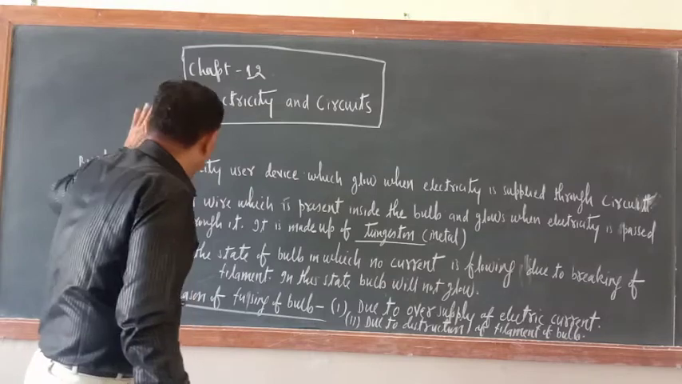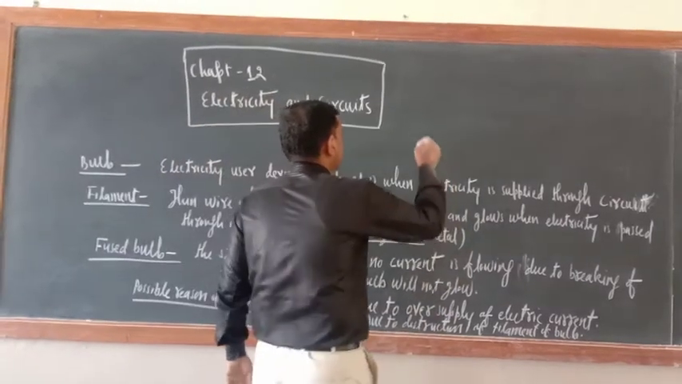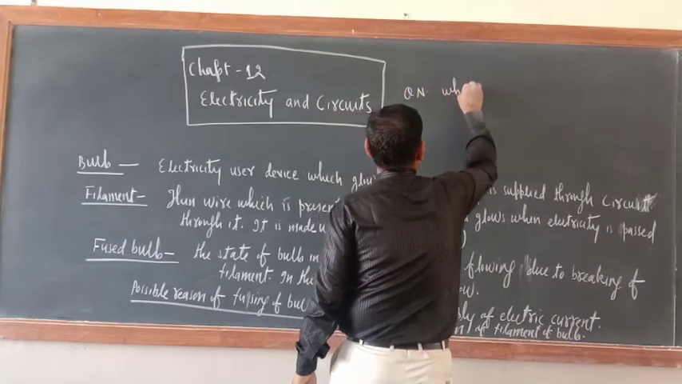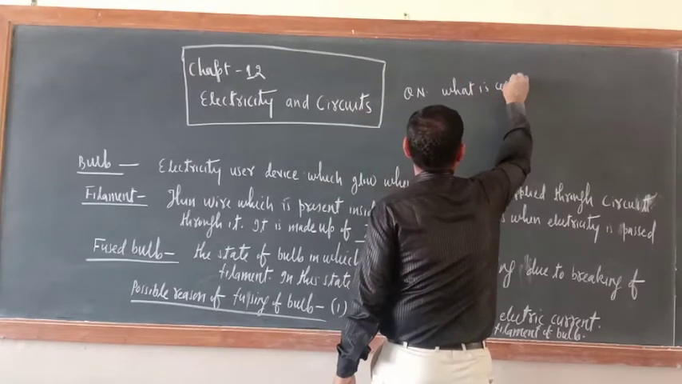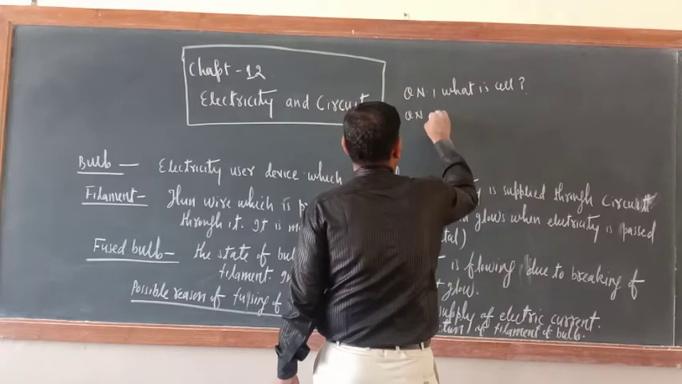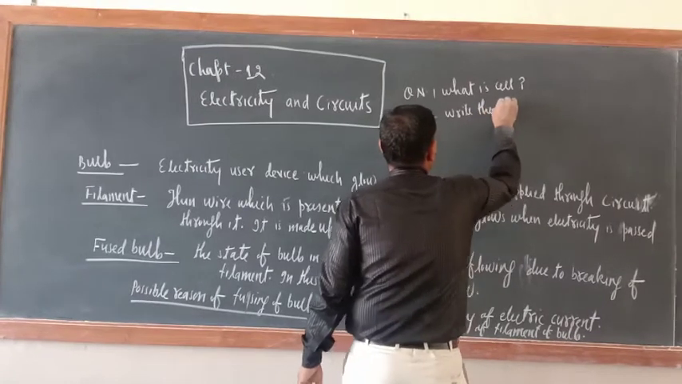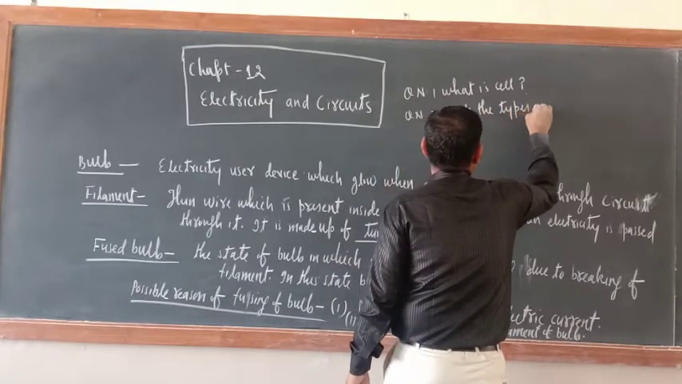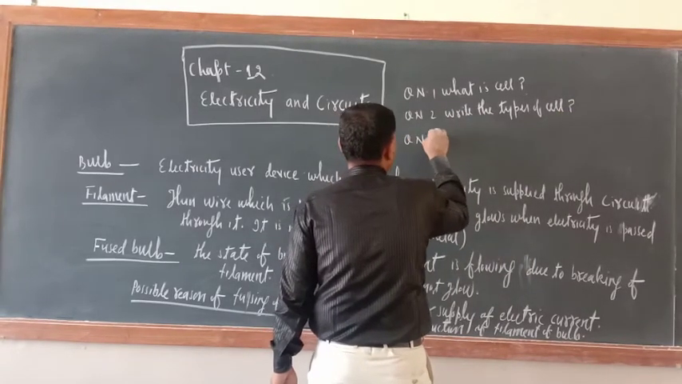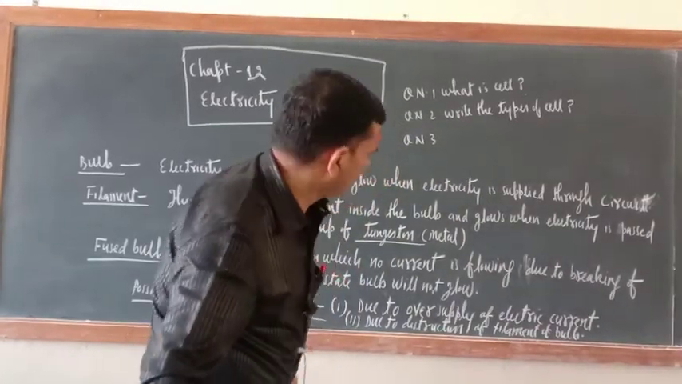Okay, so that is enough for today. Now this is the time to note down the questions. The first question is, what is a cell? The second question is, write the types of cell. What is the next one? Question number 3, write the types of cell.